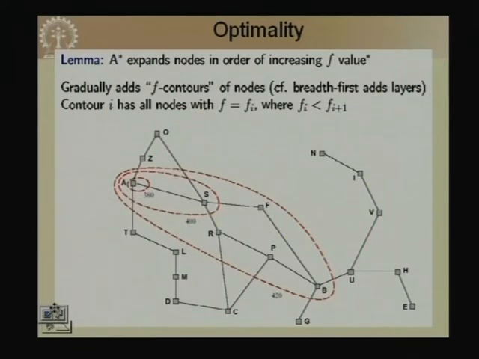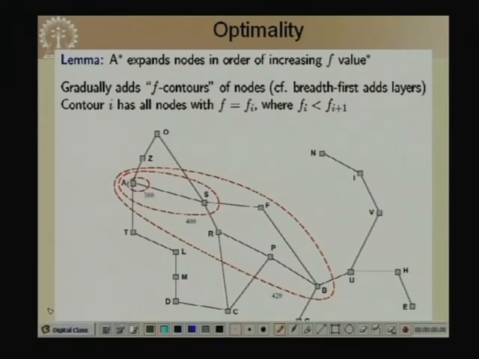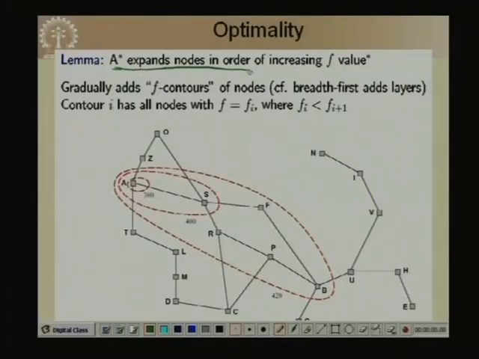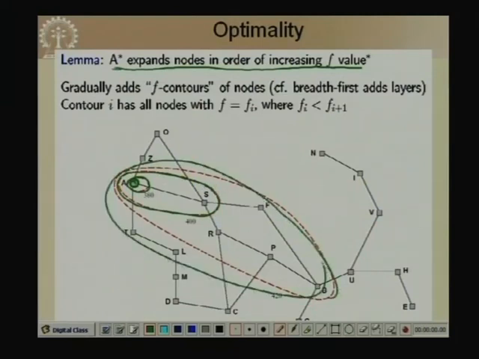So, this lemma states that A star expands only those nodes whose f value is less than or equal to f star. In fact, A star expands nodes in order of increasing f values. So, we start from the start state, and A star expands nodes with increasing values of f.